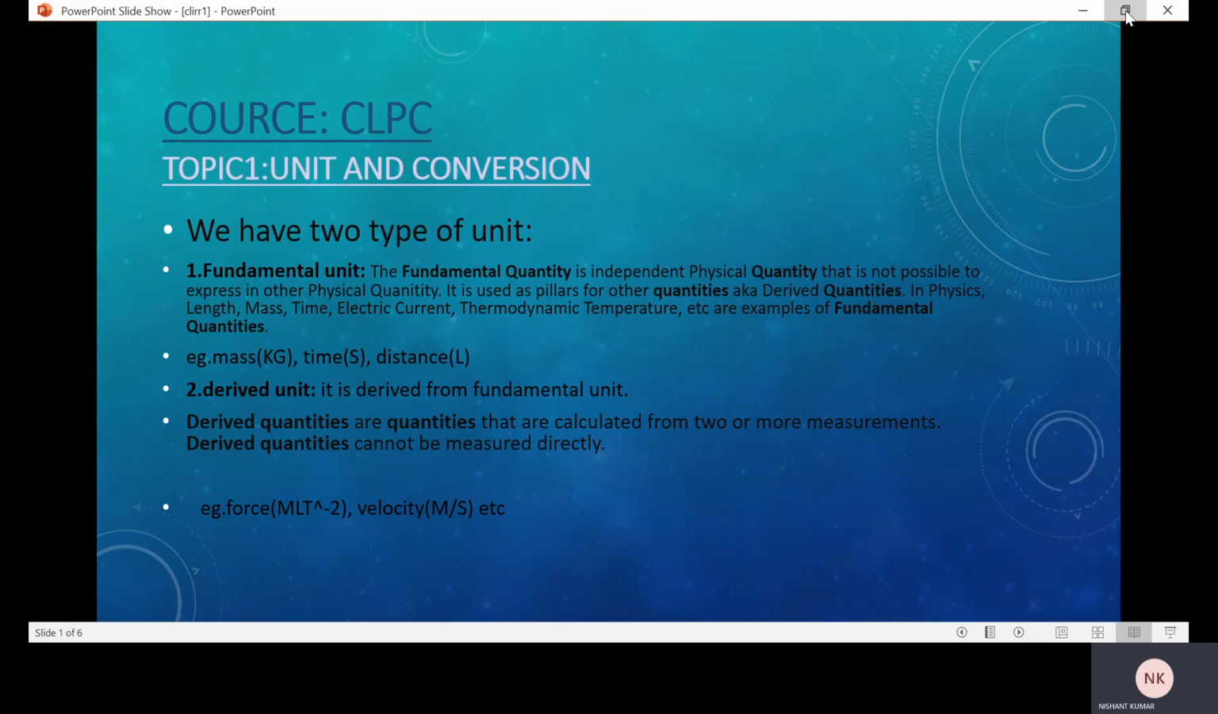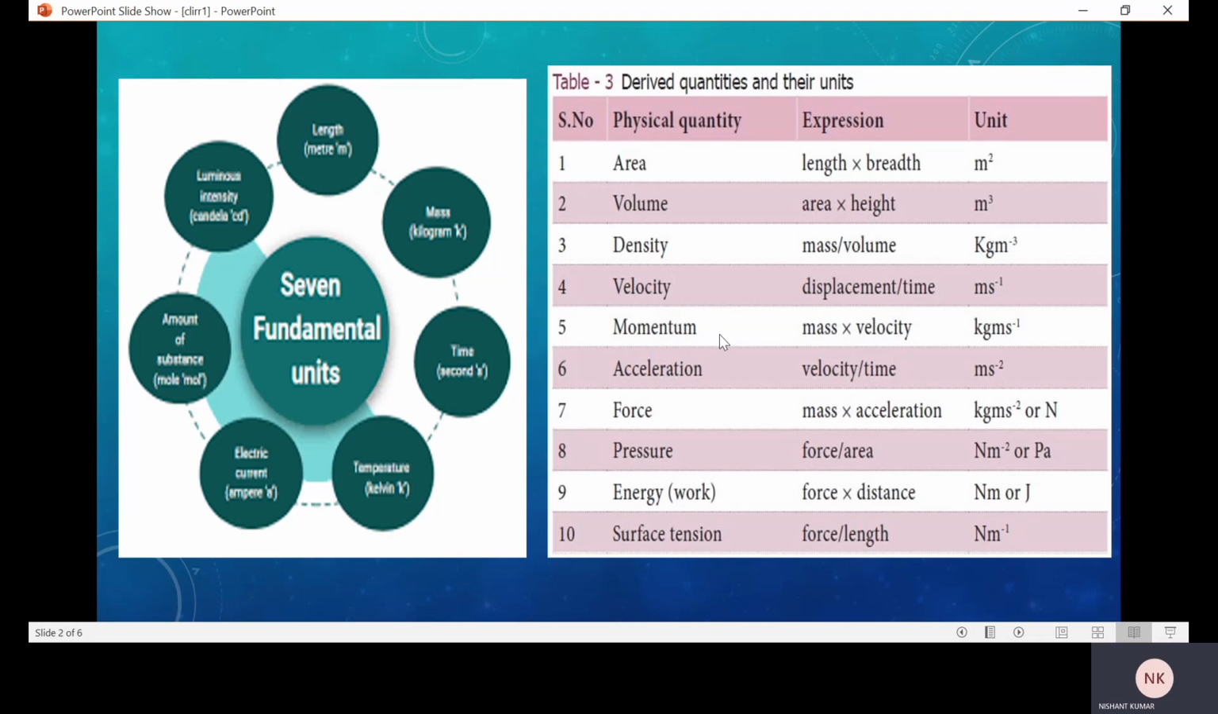In physics, length, mass, time, electric current, thermodynamic temperature, etc. are the fundamental quantities. The second one is the derived quantity. The derived quantity is derived from fundamental units. Derived quantities are quantities that are calculated from two or more measurements. Derived quantities cannot be measured directly. We have seven fundamental quantities named length, mass, time, temperature, electric current, amount of substance, and luminous intensity.